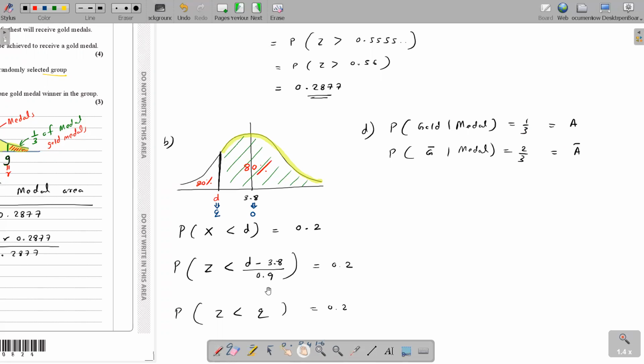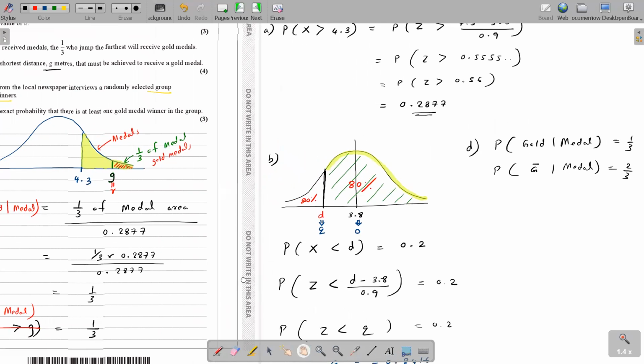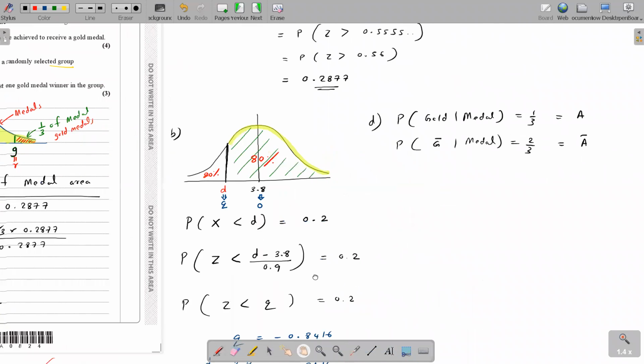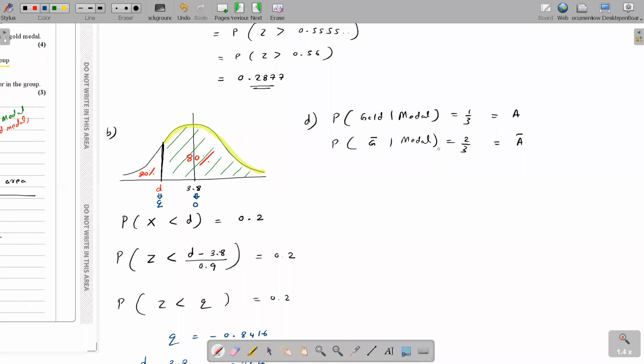So then he is interviewing 3 people and he wants at least 1 gold medal winner. Find the exact probability there is at least 1 gold medal winner. So at least 1 gold medal winner is what? There are 3 people. So out of the 3 people, at least 1 gold medal winner means, you are interviewing 3 people. So at least 1 gold medal winner means what? All 3 could be gold medal winners.